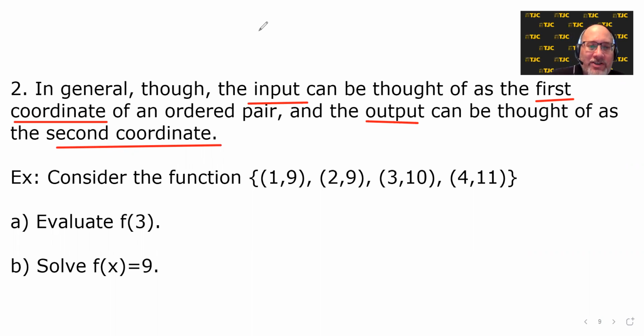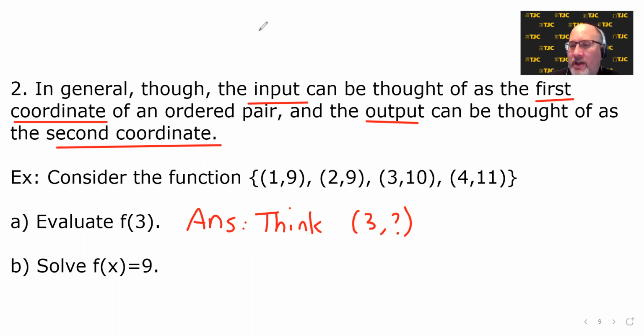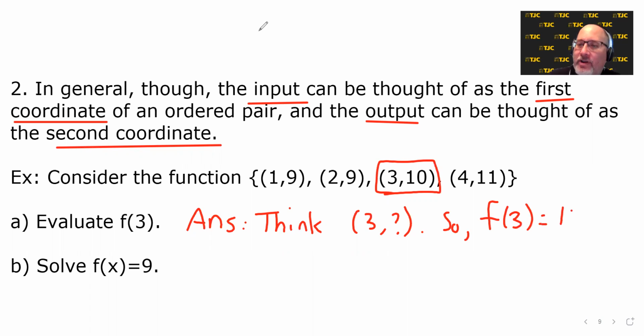Well, when you see something like f of 3 without a formula, but rather a list of ordered pairs, you need to think that 3 is the input and you're being asked for the output. 3 is the first coordinate, you're being asked for the second coordinate, and then find an ordered pair that matches that. Since (3, 10) is the ordered pair in the function, then we would say f of 3 is equal to 10, without knowing how the 3 got turned into a 10. And it can work backwards.